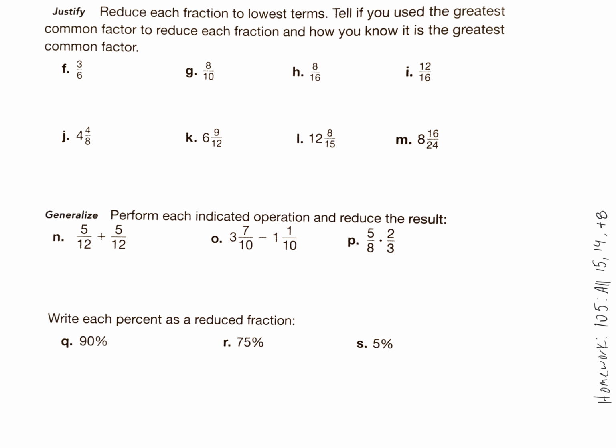So I'm going to look, 3 and 6, I think those both have a factor of 3. So I divide the top by 3 and divide the bottom by 3. Well, 3 divided by 3 on the top is 1. 6 divided by 3 on the bottom is 2. And those don't have any other numbers in common. So it's going to be 1/2.